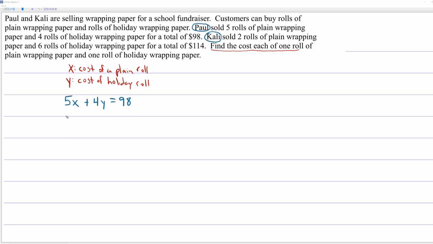We have the same thing for Kali. 2 rolls for x dollars each, 6 rolls for y dollars each, and she made $114. This must be some really nice paper.